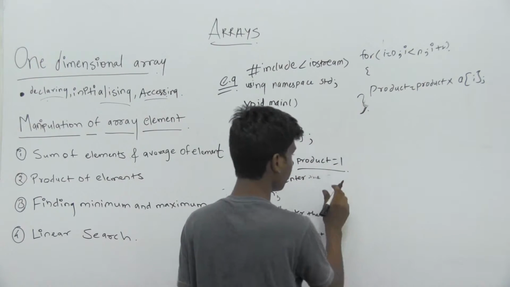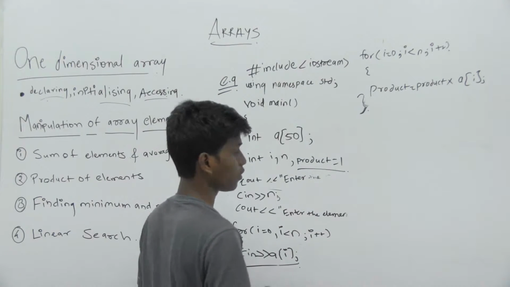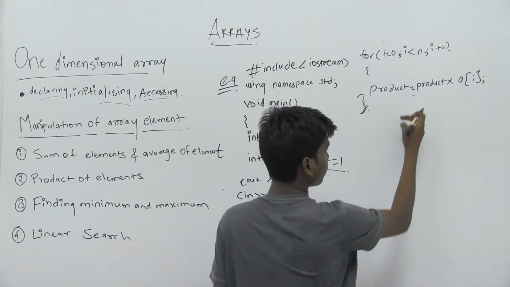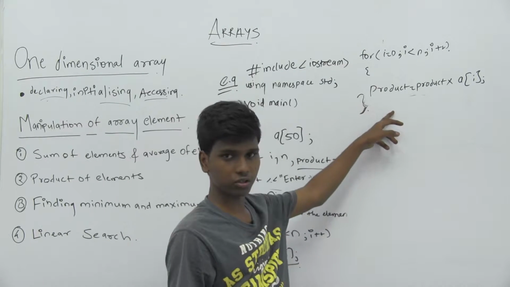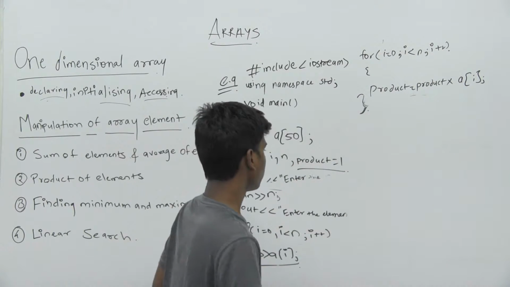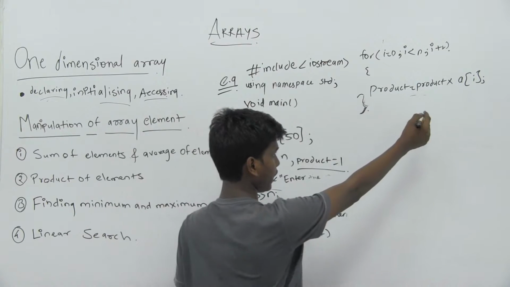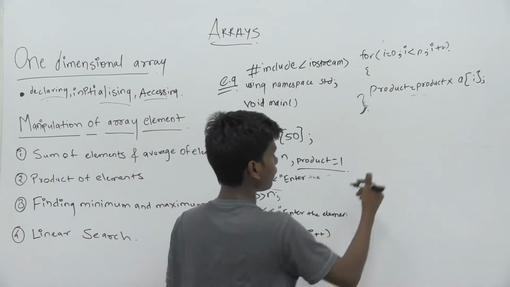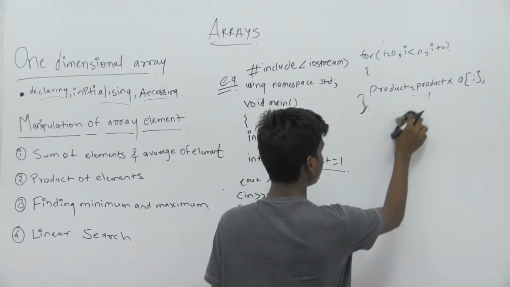So before, we had taken sum equal to 0. पहले हमने लिया था sum equal to 0, तो sum लिखते वक्त any number added with 0 is equal to the number. So similarly in product also, any number multiplied by 1 is the number. So we have taken it here 1, product equal to 1.